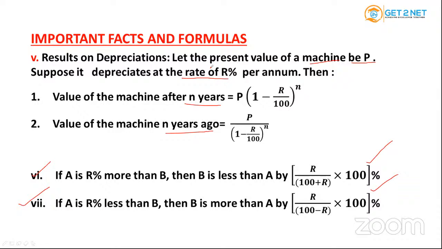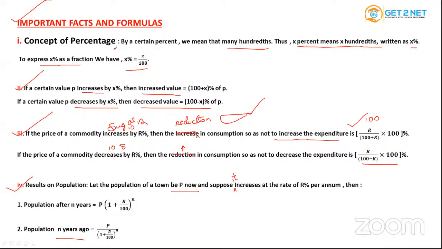Any doubts in the different formulas that are used? See, if I go back to the first slide, we discussed the concept of percentage. We discussed that if a value increases, then what will be the increased value overall? And if the price of a commodity increases or decreases, then the consumption should increase or decrease, because our purpose is not to increase or decrease the expenditure. How much we are spending, we will spend that much. So what would be my reduction or increase in consumption quantity?